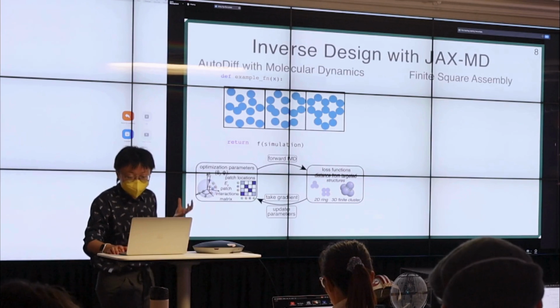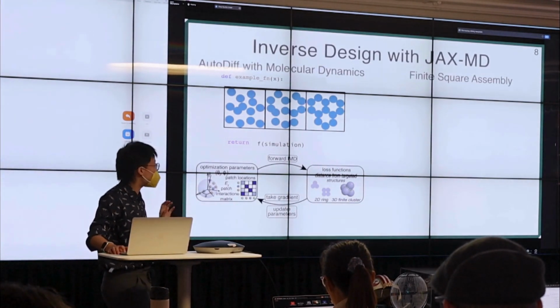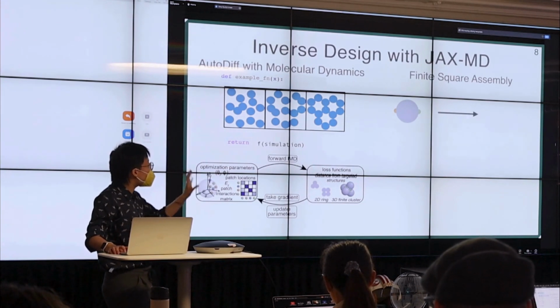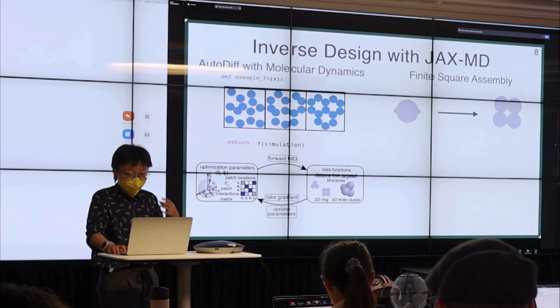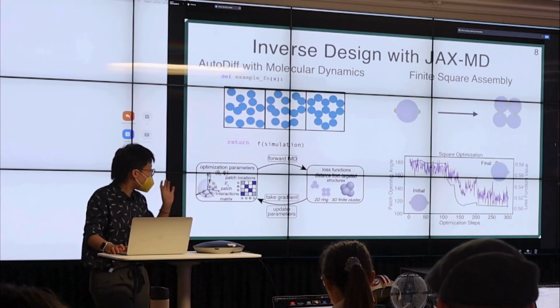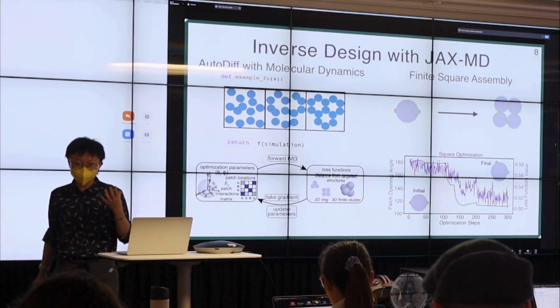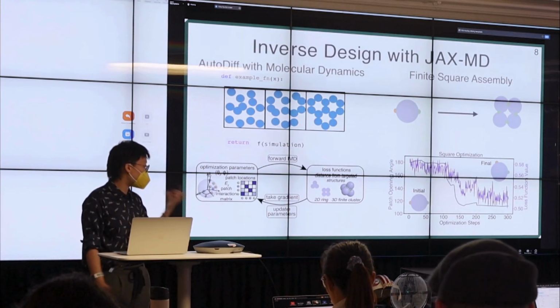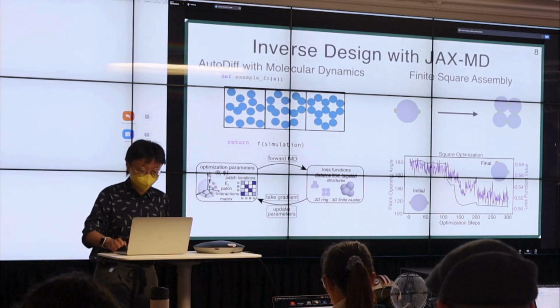I'm probably really short on time, so I will go through this very fast. Our goal was to find out what is the best building block to assemble these finite squares. Here are some results. We were doing an optimization of 300 steps, and the total optimization took around 24 hours on an H100 GPU on Koa.